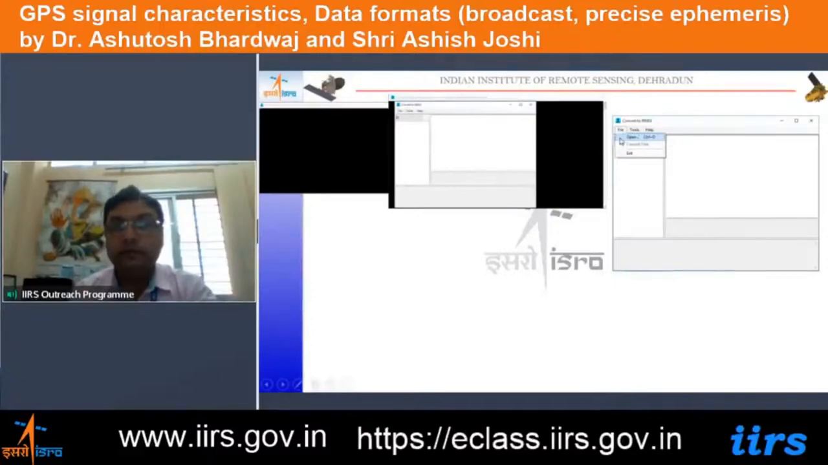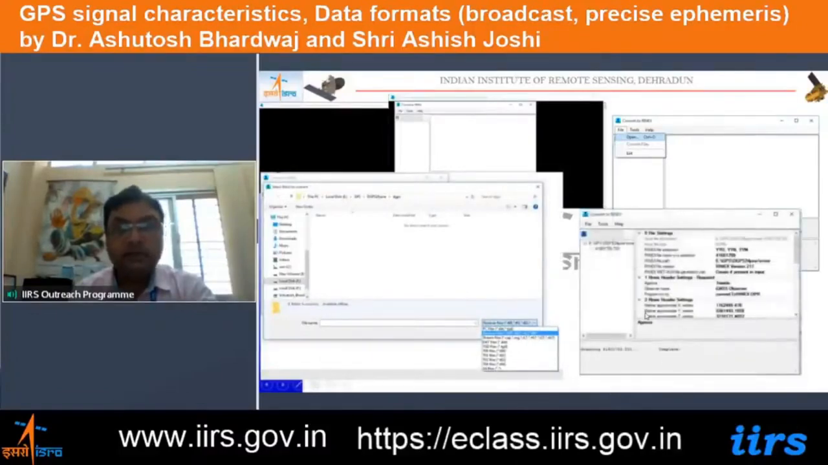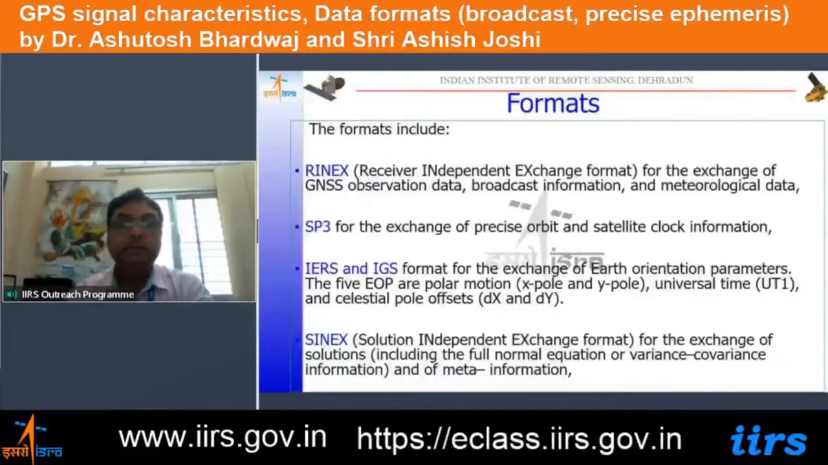There we just have to open the file which we want to use, choose the format of the file, select it, and then we can run the process for conversion, and the RINEX file will be created. All the datasets from various GNSS receivers can be brought to a RINEX file, and then it can be processed together.